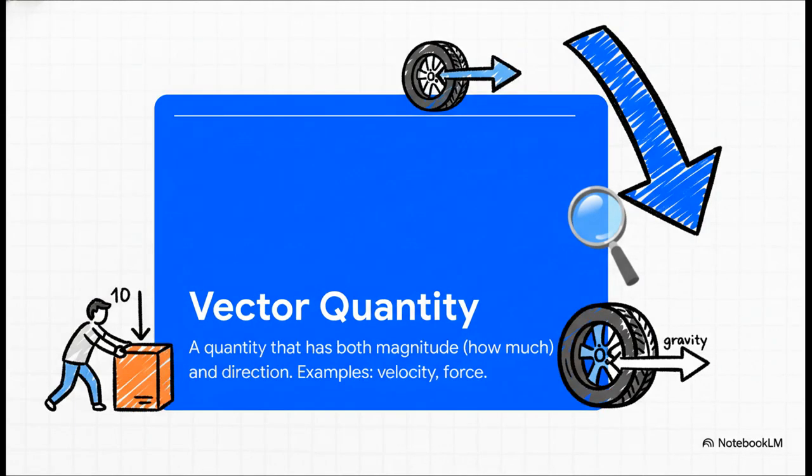But then we have vectors. And vectors are a little pickier. They have a magnitude, the how much part, and they have a direction. It's not enough to say you're pushing a box with some amount of force. You have to say you're pushing it forward. That direction is what makes it a vector, and it's a huge deal.